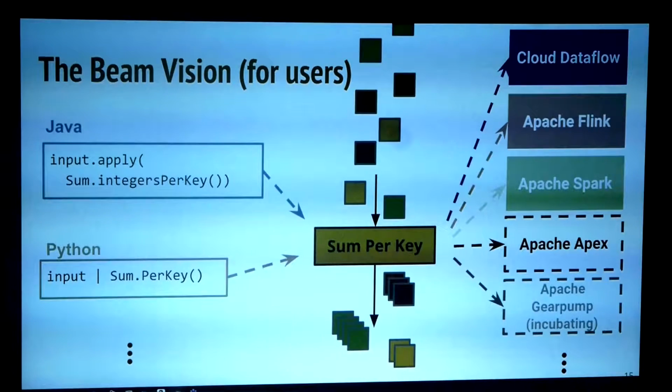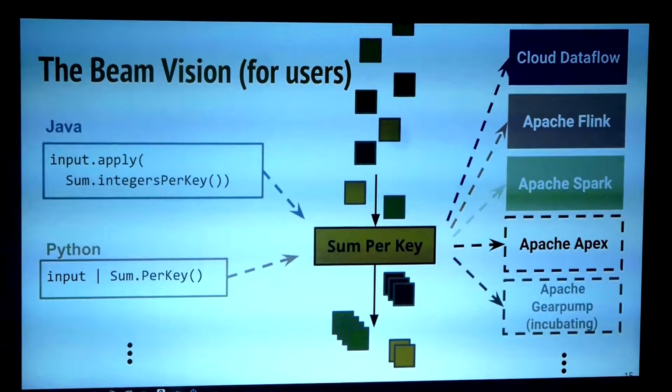The vision of Beam is to allow you to write a pipeline in your language of choice. Here, I've thrown up boxes of code that represent actual Java and Python Beam code. And then you take your pipeline, and this box in the middle, sum per key, is this language and runner independent semantic description of your pipeline, and then you run it on your runner of choice.